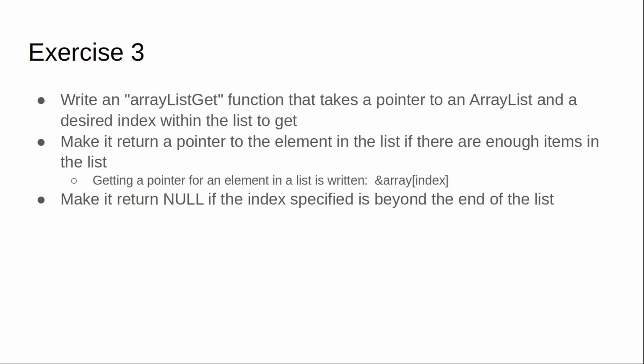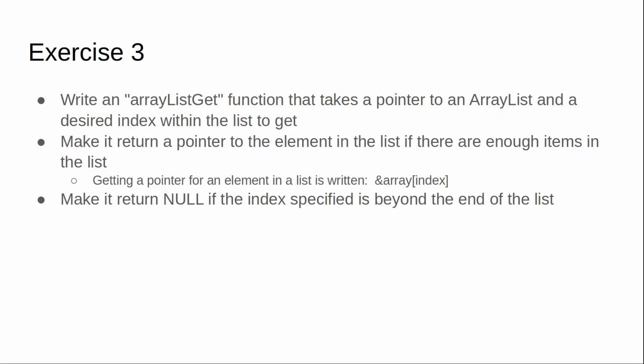Okay, exercise 3. Write an array list get function that takes a pointer to an array list and a desired index within the list. So if your list holds 5 items and you pass in, say, the index 2, then it will get the 3rd item of the list. Okay, 0, 1, 2, that's the 3rd item. And make it return a pointer to the element if there are enough items in the list.